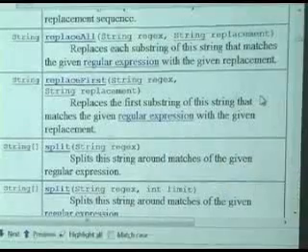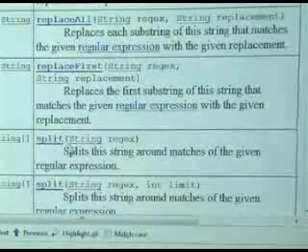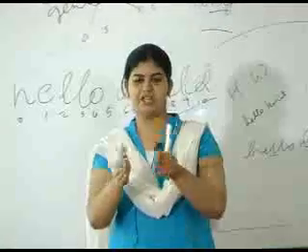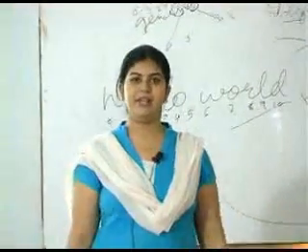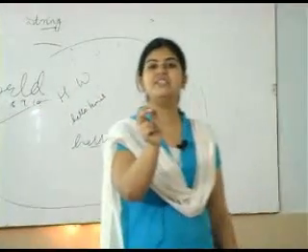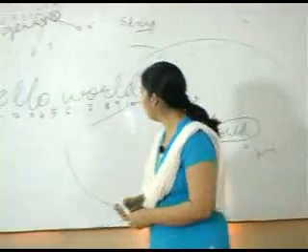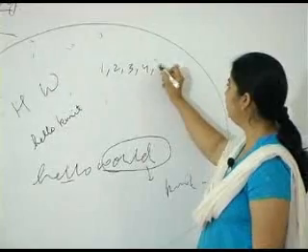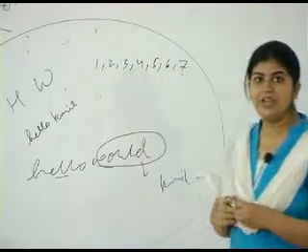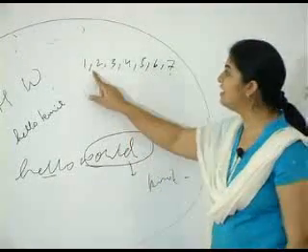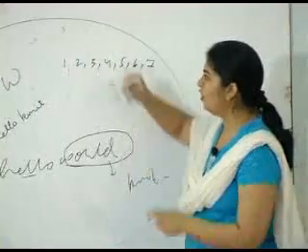Now split. Split is a very important method in your string. What happens when you are using split? What is the English meaning of split? To separate. In the same way, the split method is used in order to separate a string. Suppose I have a string 1,2,3,4,5,6,7. I want to separate this string based on comma. Wherever there is a comma, I want to separate it, or cut the string.